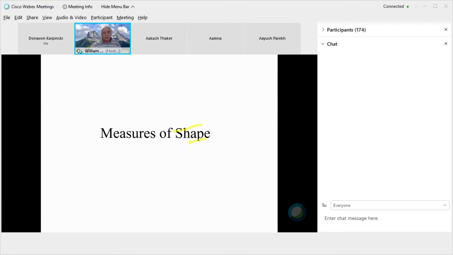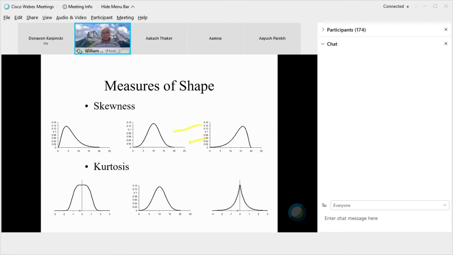Measures of shape. These are the different aspects of shape. One is skewness. The other one we'll call kurtosis. In skewness, in the middle is the normal distribution. If the tail is elongated in one direction, either positive or negative, the distribution is skewed. So we want to measure that.